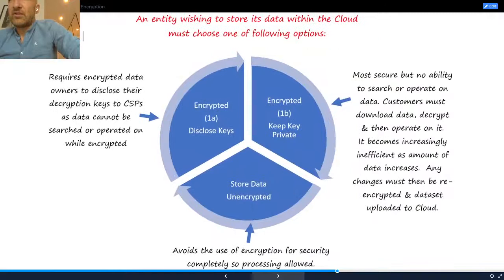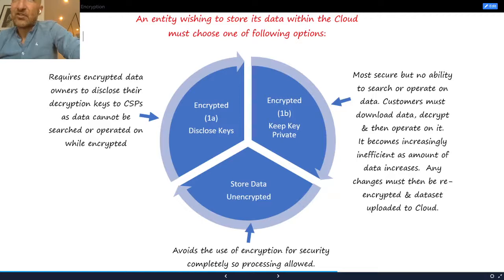Okay, so just to recap, if you want to store data in the cloud, you can encrypt it, but disclose the keys to the service provider. You can also encrypt it, but keep the key private. But of course, you have no ability to search it or operate on the data. Or you can store data unencrypted, of course. But then if a breach happens, it's released. So these are the three choices you have.